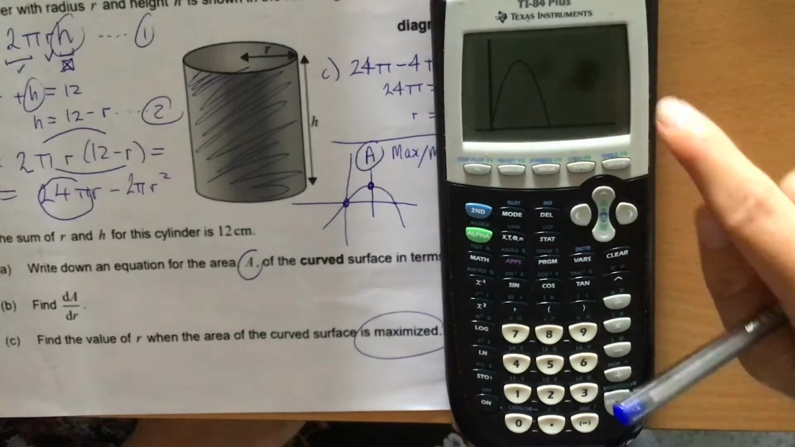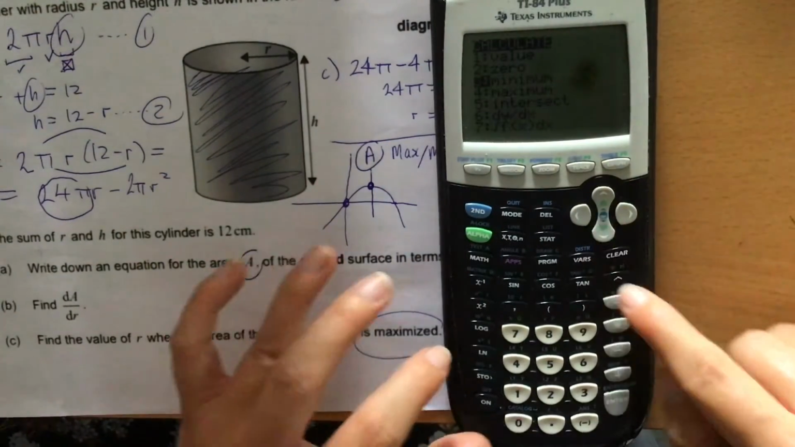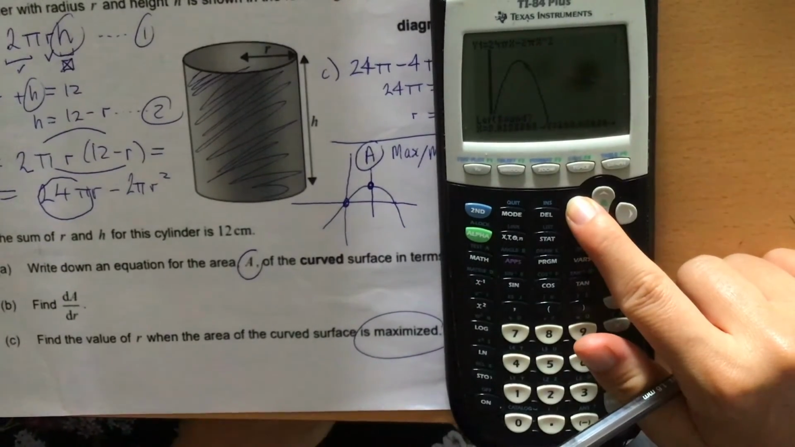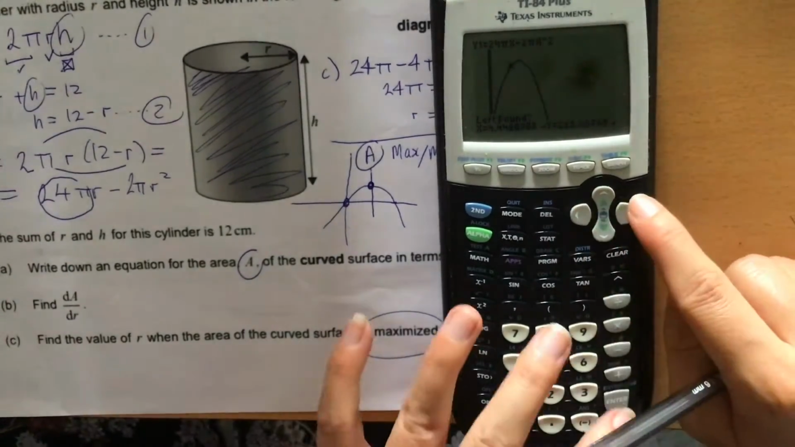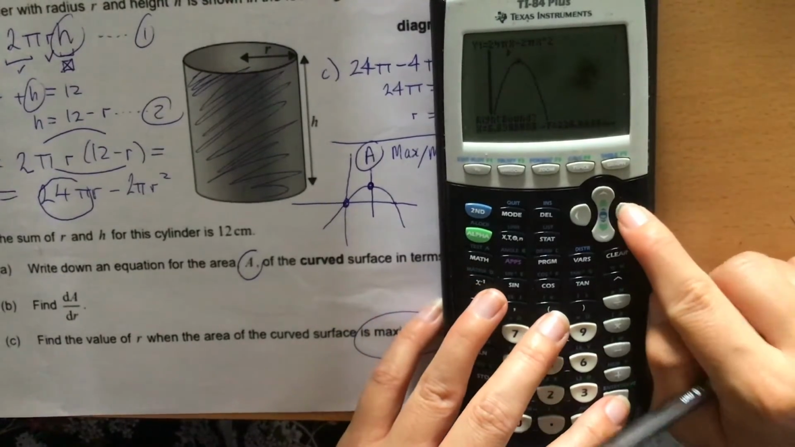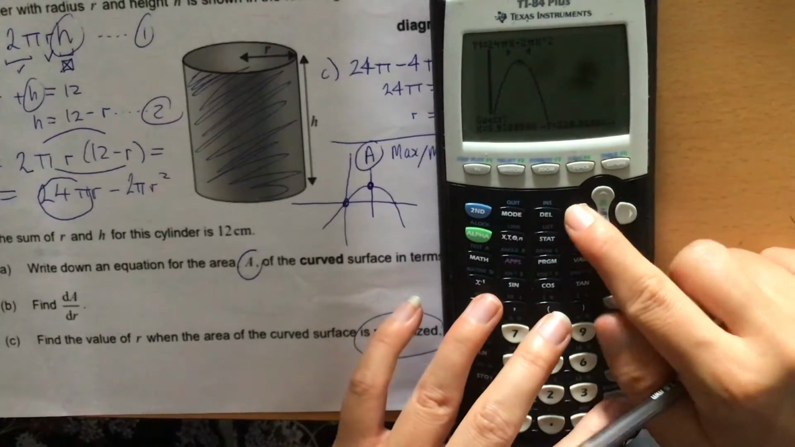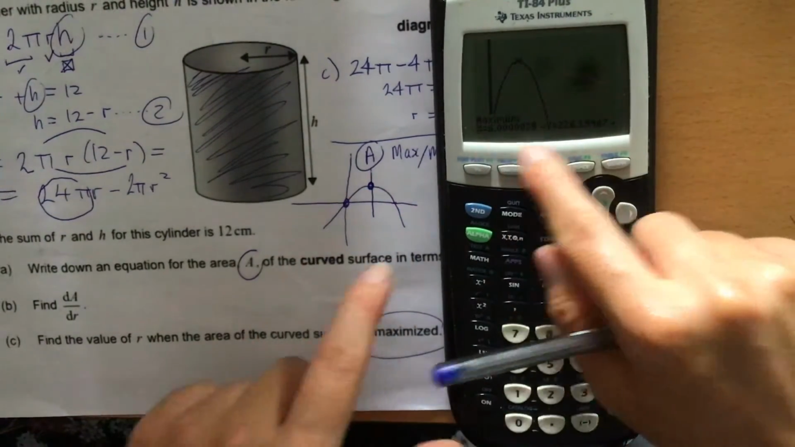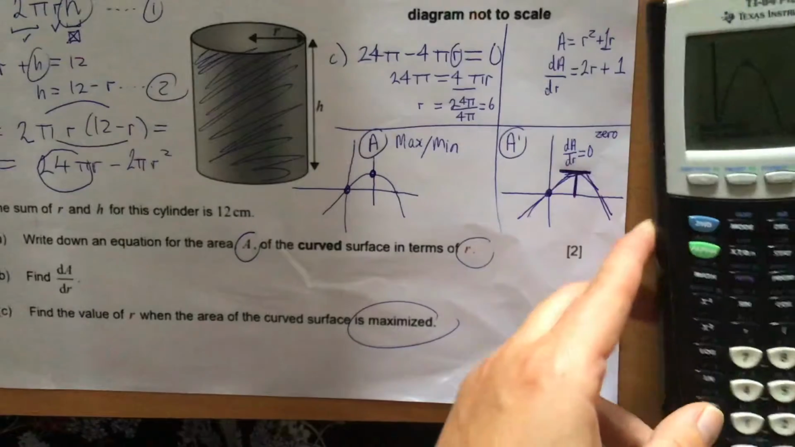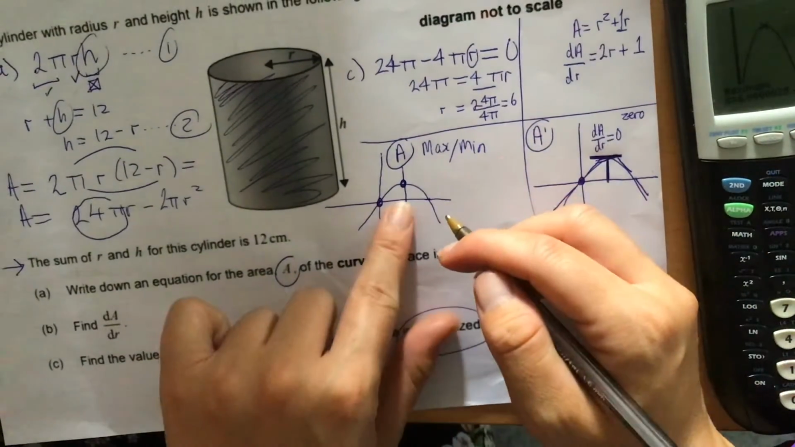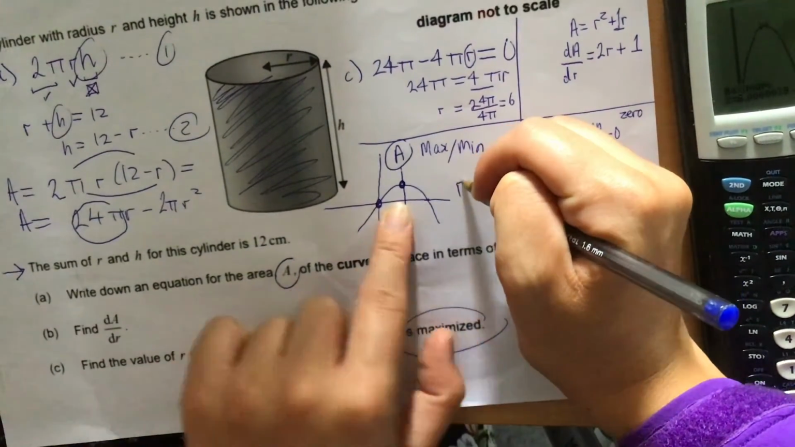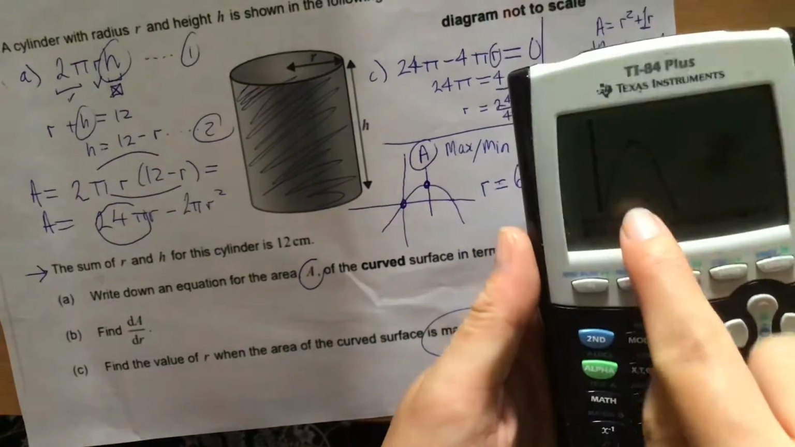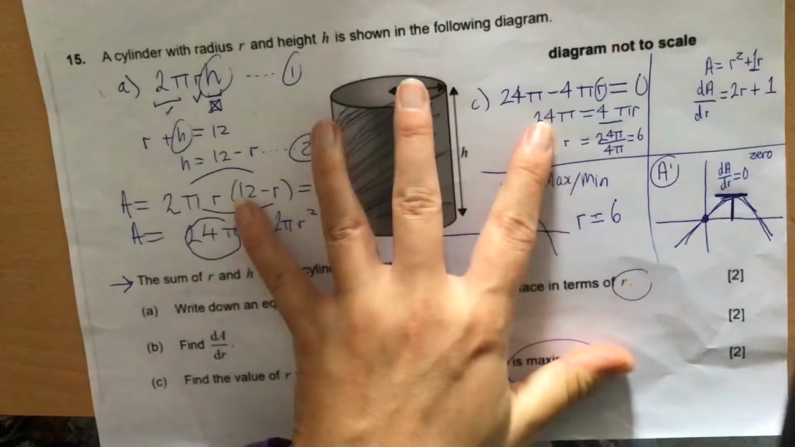Now, to find the maximum, you press second calc. We go down to maximum, which is number 4. We select the left bound, right bound, centre. Make sure you know your differences between your lefts and your rights. Left bound, right bound, and then centre. Press enter. It's going to give us our maximum is x is 6.00. And because I said we need to find the x value, this x value in this question is r, so r is 6. So that is the second method of doing it, but I still think that the manual way like this is easier.